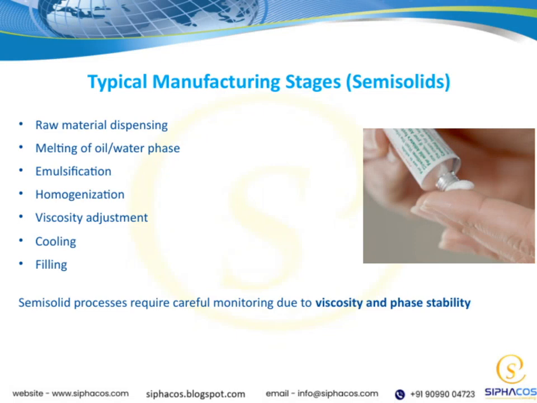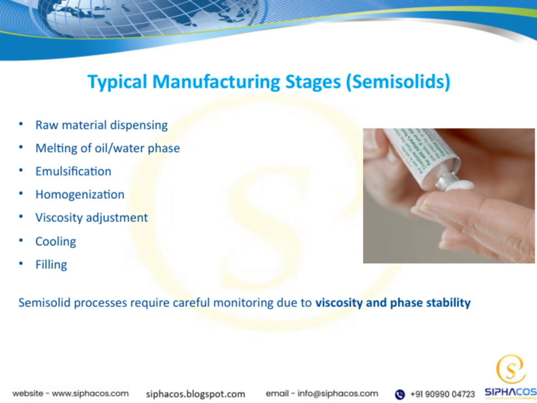Now, let's take a closer look at the typical manufacturing stages for semi-solids. First, we start with raw material dispensing, where we carefully measure and prepare all the ingredients needed for the process. Next comes the melting of the oil and water phases, which is crucial for achieving the right consistency. Once melted, we move on to emulsification, where these phases are blended together to form a stable mixture.